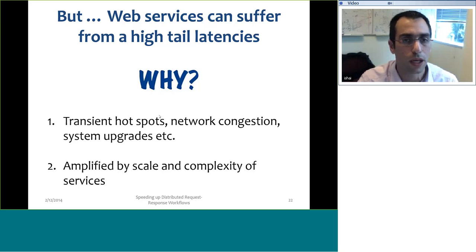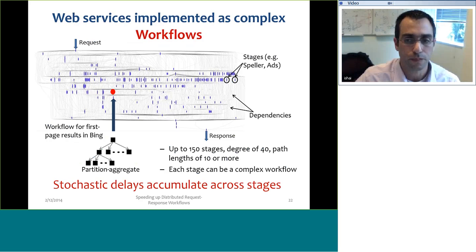And in the paper, we actually have a more concrete study of what are the reasons for getting this high tail latency compared to the mean. So this beast here is an example of a workflow of a web service. Then you can see it's very complicated. So the edges here correspond to communications between the different stages. So a stage could be a speller, could be ads, and as I mentioned, there are dependencies.